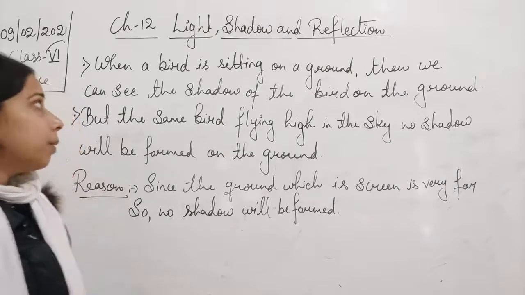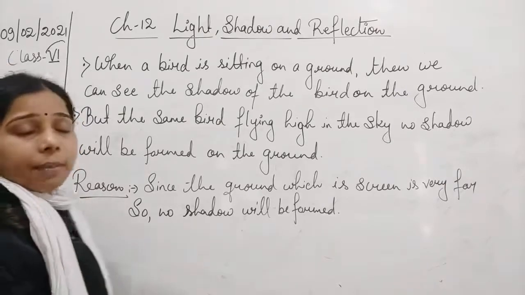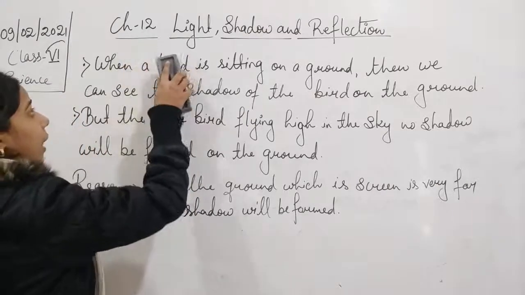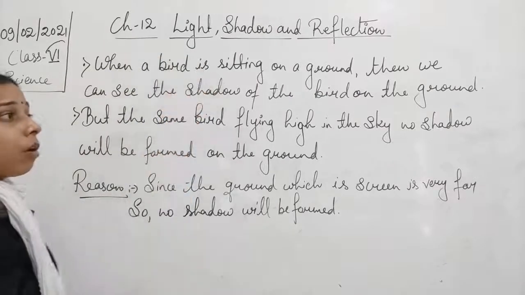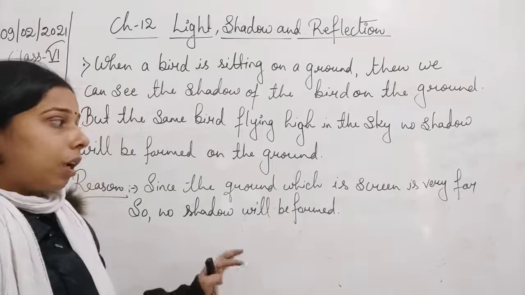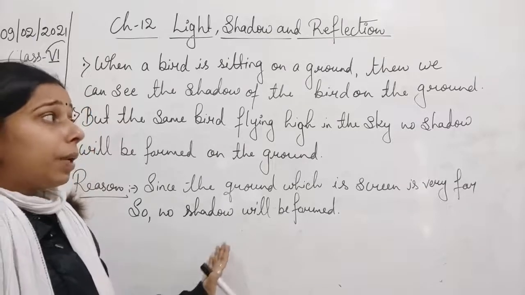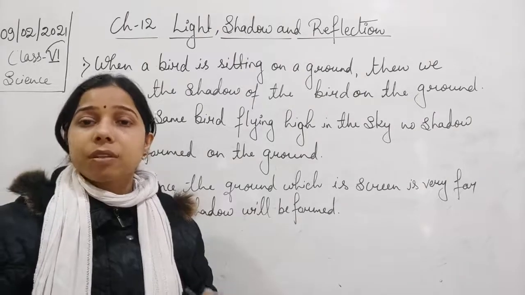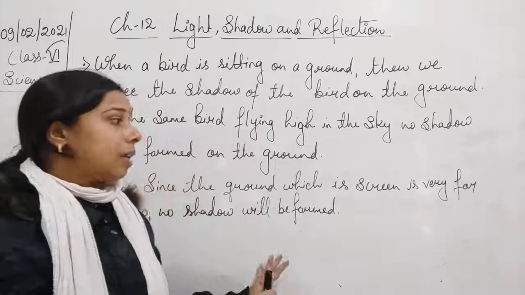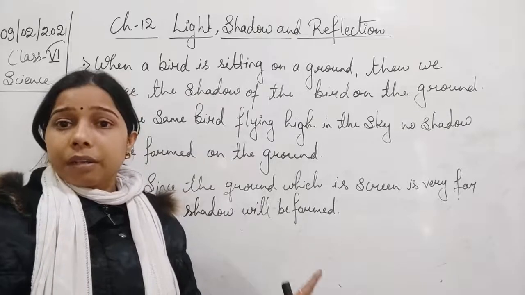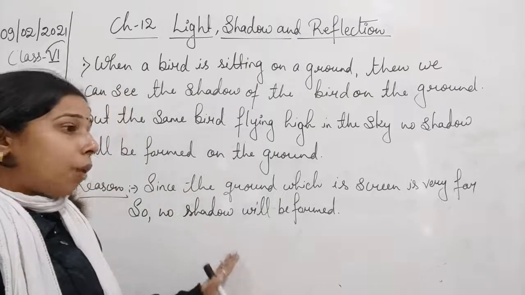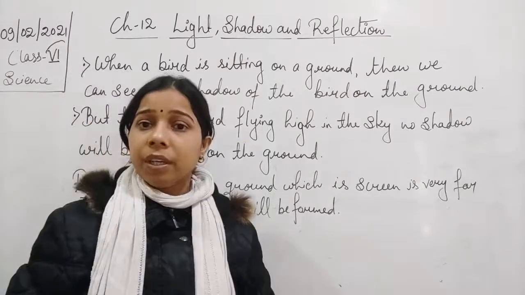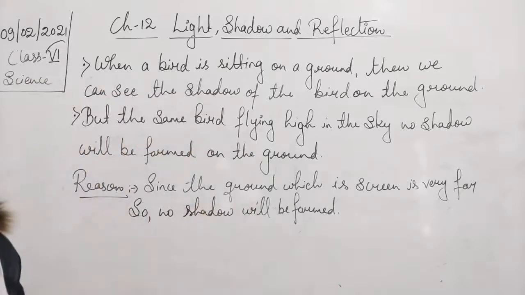Okay, this happens here. Then for the next one, we can take the same example with an aeroplane. When an aeroplane is kept on the ground, we can see the shadow of the aeroplane. But when the aeroplane is flying high in the sky, we are not able to see the shadow. The reason behind it is that the ground is now very far, so we are not able to see the shadow. The screen is very far from the flying aeroplane.